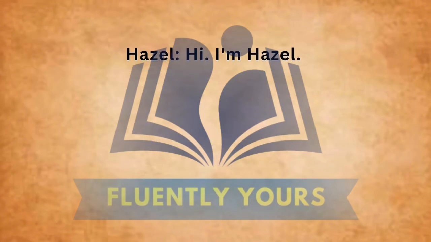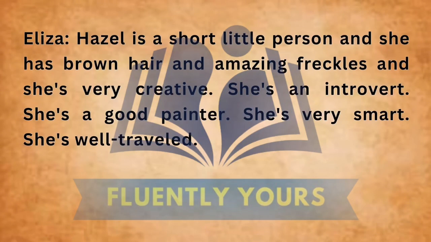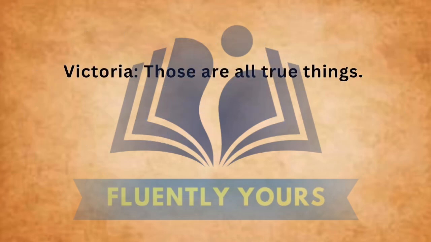Hazel: Hi, I'm Hazel. Eliza: Hazel is a short little person, and she has brown hair and amazing freckles, and she's very creative. She's an introvert. She's a good painter. She's very smart. She's well-traveled. Victoria: Those are all true things.